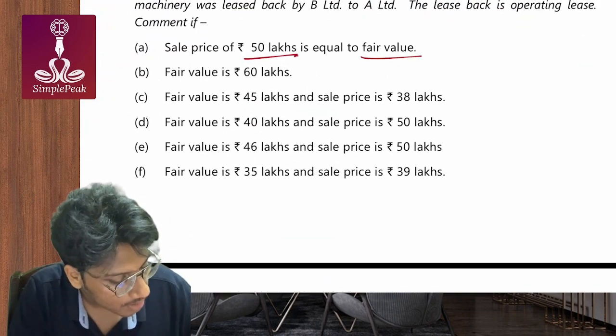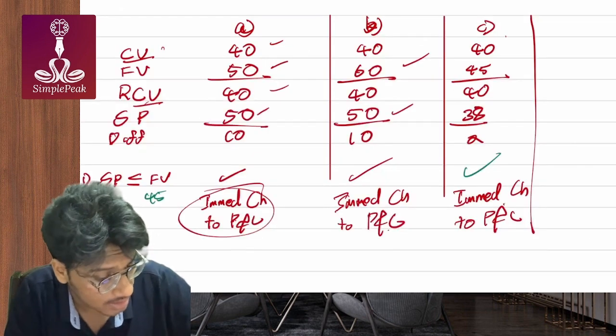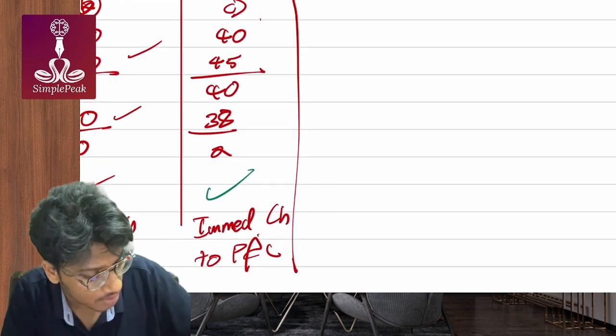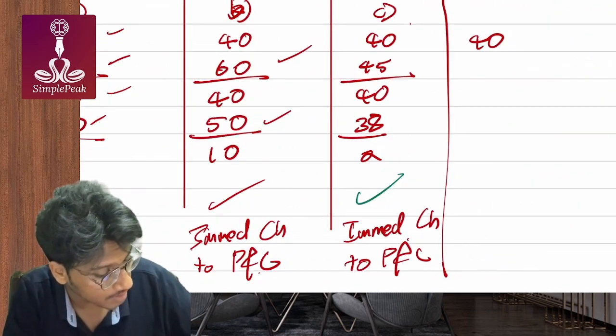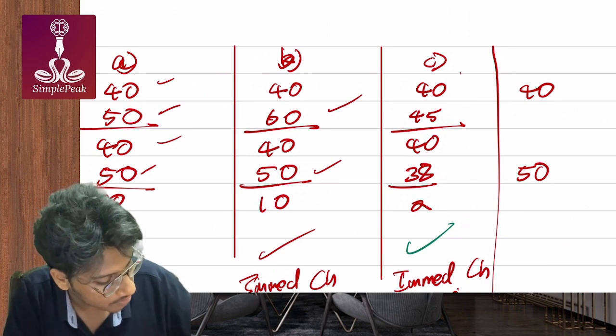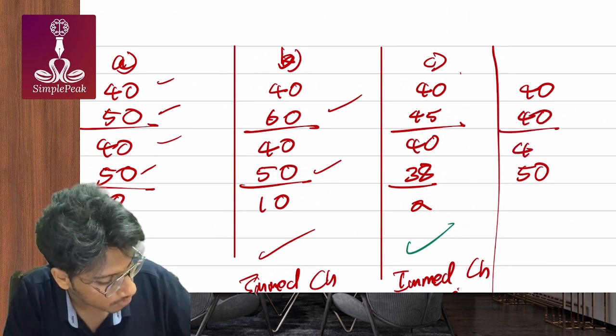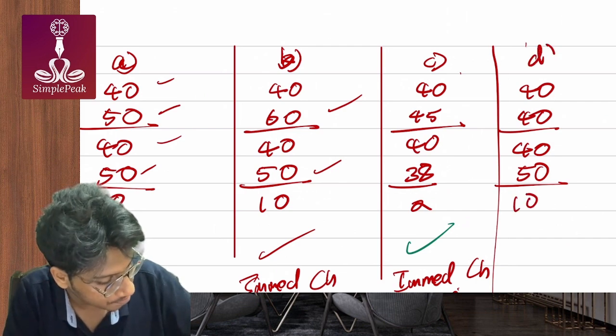Okay. B. Fair value is 40 lakhs. Sale price is 50 lakhs. Let's go ahead. Fair value is 40. Sale price is, what did it say? 50. That's what it said. Okay. Carrying value also given 40. Fair value is 40. Whichever is lower, 40, and less 50. That difference comes as 10.